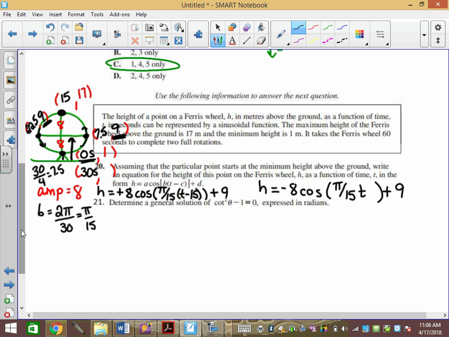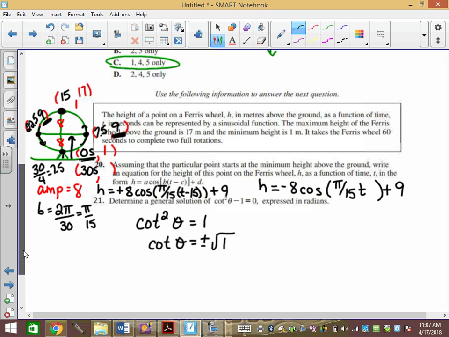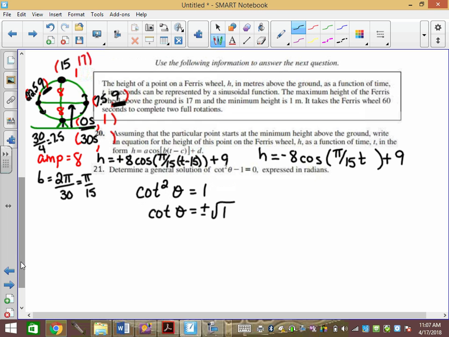Determine a general solution for cotan x. So we get cotan squared theta equals 1. You have to solve for it. And you get cotan theta equals plus or minus the square root of 1. Remember, when you have a basic one like this, you're going to get solutions in all 4 quadrants. So you're going to get cotan theta equals plus or minus 1.